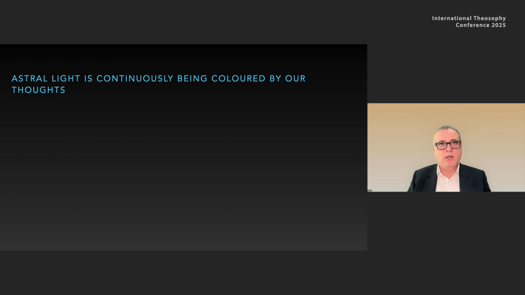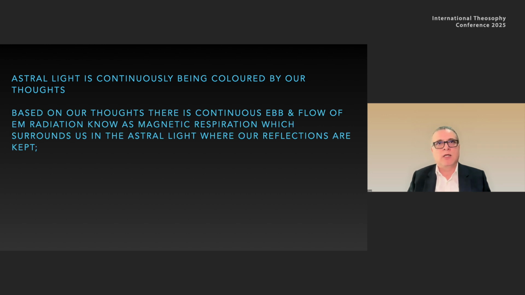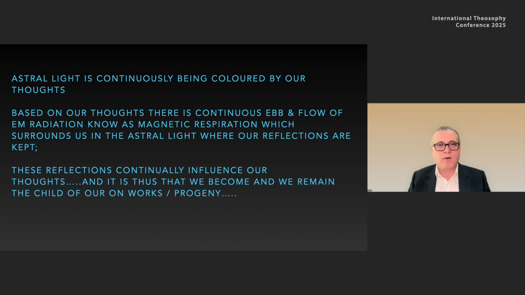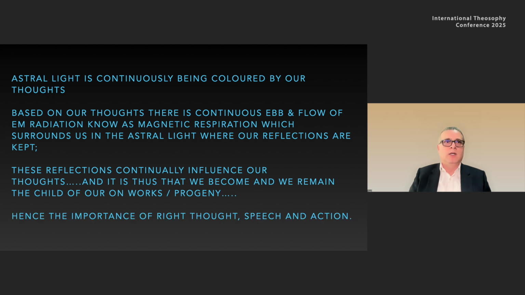Now, an important thing which we should also keep in mind is that the astral light is continuously being colored by our thoughts. Based on our thoughts, there is a continuous ebb and flow of electromagnetic radiation known as magnetic respiration, which surrounds us in the astral light where our reflections are kept. These reflections continuously influence our thoughts, and it is thus that we become and we remain the child of our own works and progeny. Hence, the importance of right thought, speech, and action.